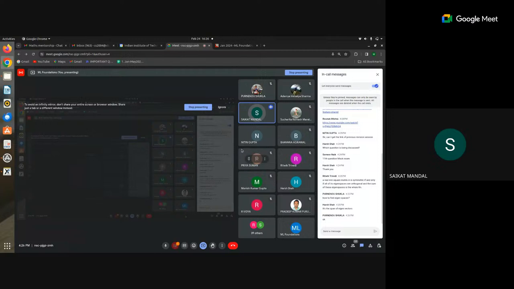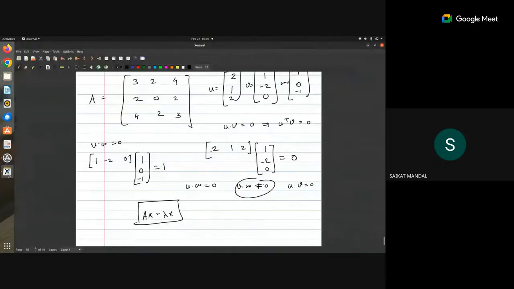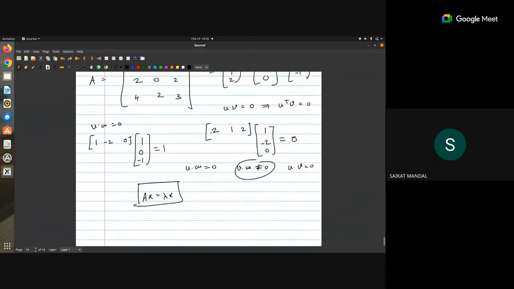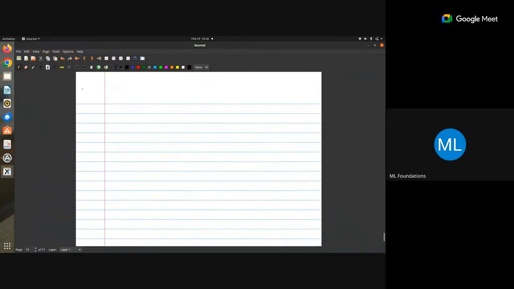Sir, can a non-symmetric matrix have real eigenvectors, which is real values? It can have, right? There is no issue in that, correct?